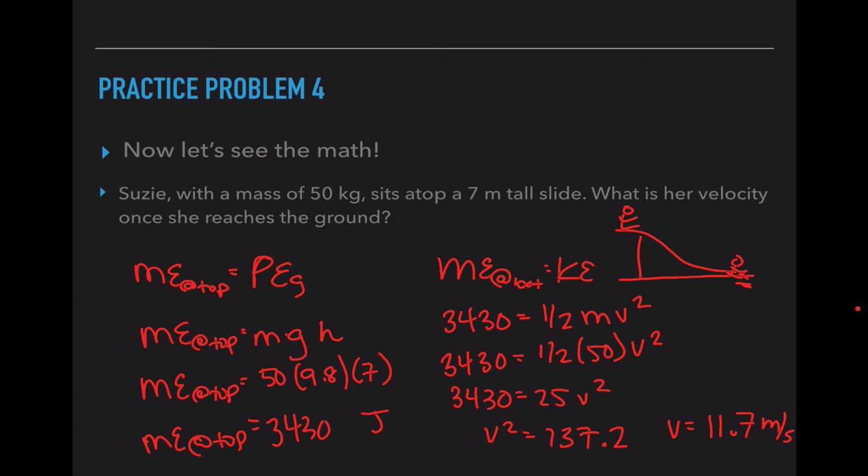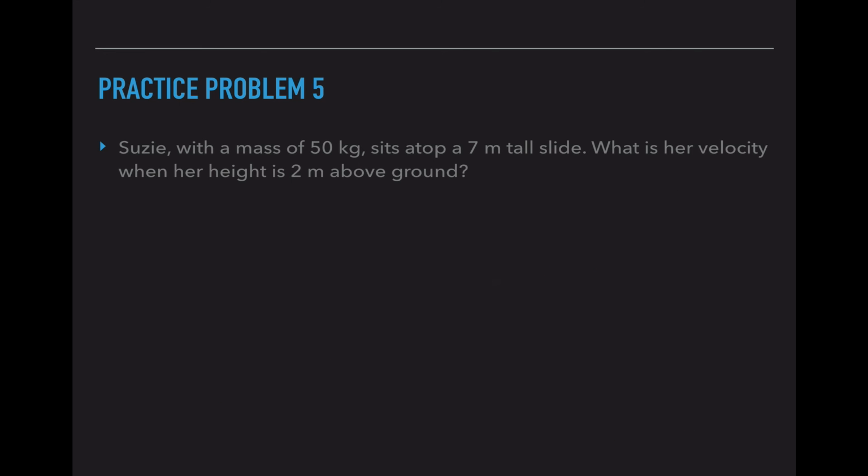So we used the mechanical energy at the top and the mechanical energy at the bottom, set them equal to the types of energy present to solve for our unknown. Now in the next problem, I'm going to do this in one section instead of 2 sections, and hopefully it'll make sense. So Susie has a mass of 50 kilograms and she sits atop a 7-meter tall slide. That's the same as before. What is her velocity when her height is 2 meters above the ground?